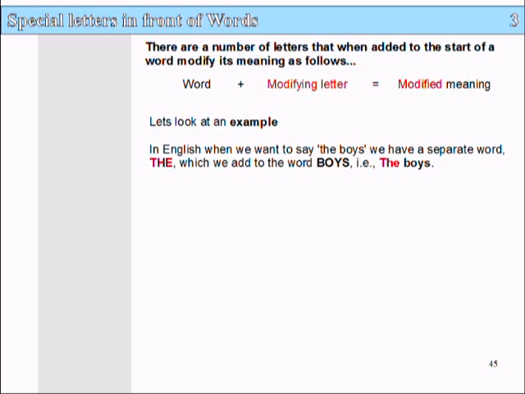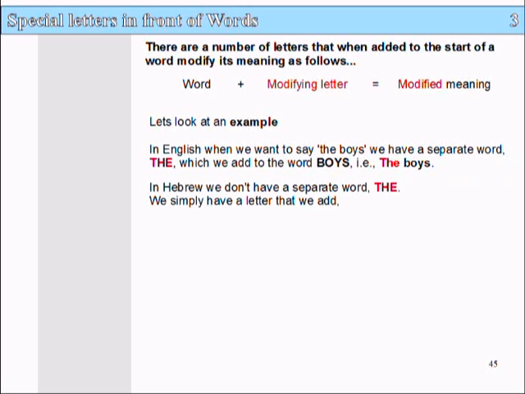In English, when we want to say the boys, we have a separate word, the, which we add to the word boys, that is, the boys. In Hebrew, we don't have a separate word, the. We simply have a letter that we add. That's the letter hey, seen here with a patach underneath it. It also may have a kametz underneath it as well, or something else. But it's a letter hey. So we have our word, and we add the modifying letter hey, and we get the modified meaning.